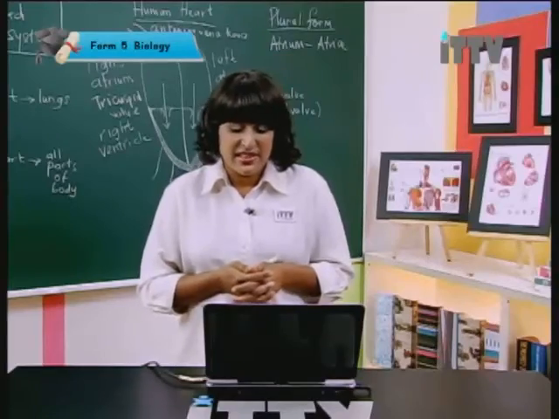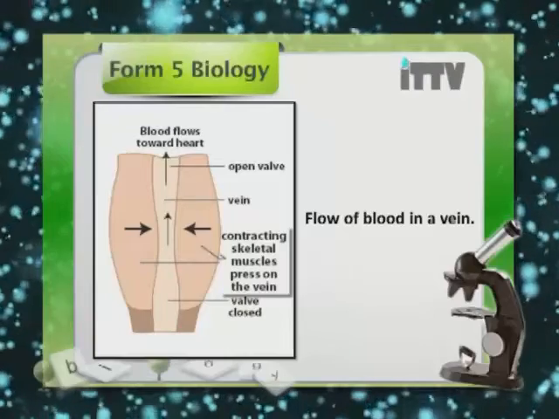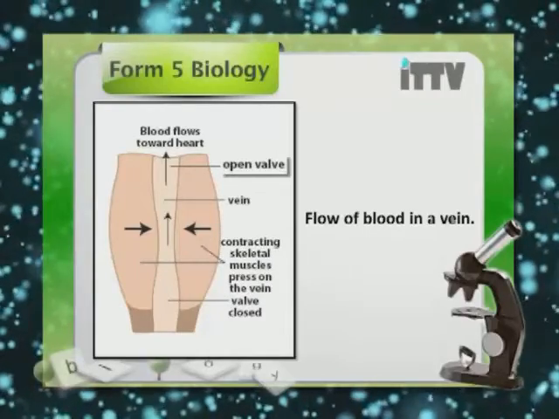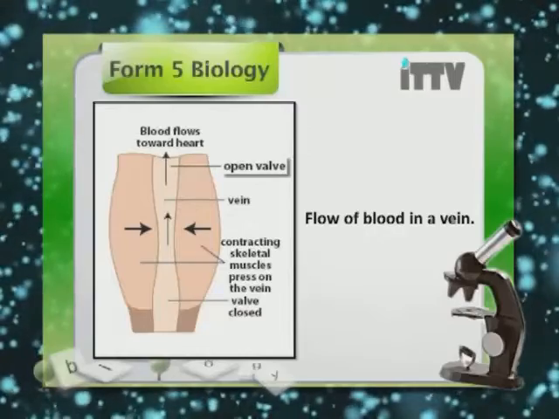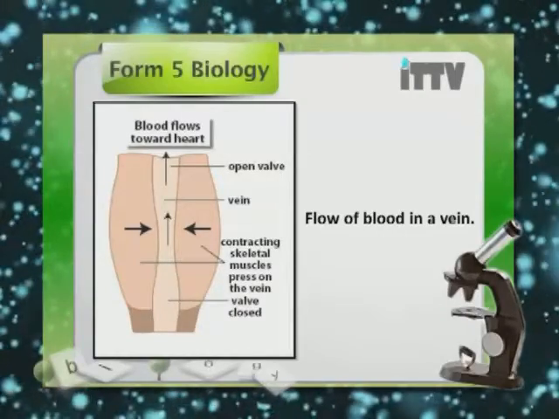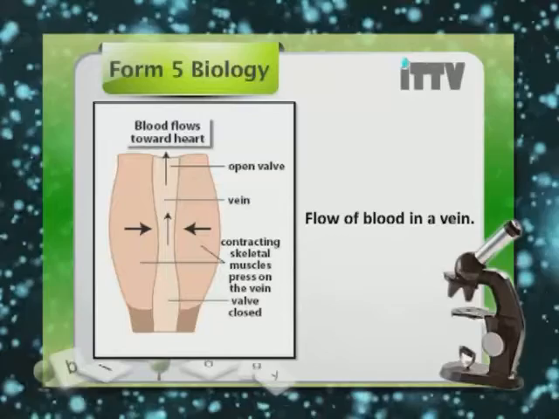It can be seen in this diagram. The contraction of the skeletal muscle causes pressure on the vein, hence the valves which are along the veins, which are called the pocket valves, open up, thus enabling the blood to flow towards the heart.